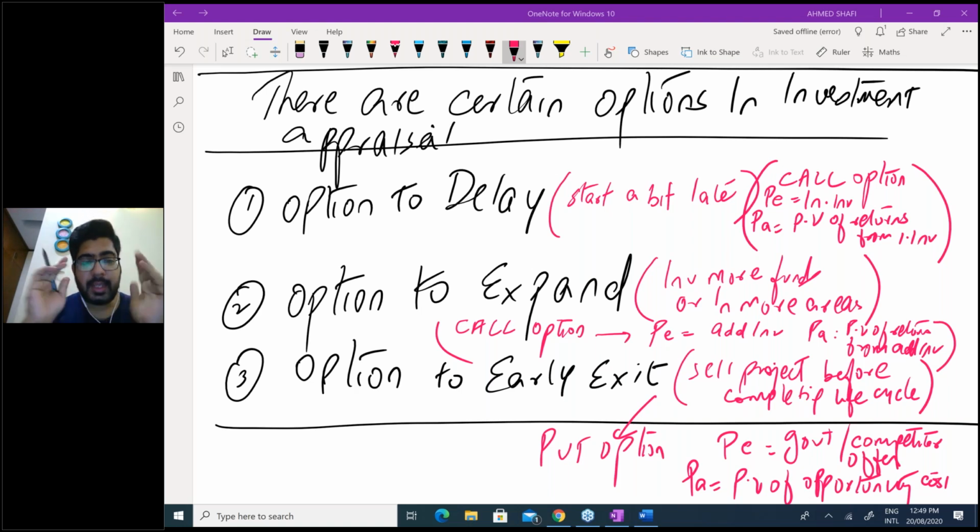The third option is option to early exit. Sell to government or competitor, because sometimes the project's life was 5 years but it became a big hit. You can sell it early. It's considered selling. Selling means put option. PE is the government offer or competitor offer, whoever is buying, and PA is the present value of opportunity cost, because once you take this option, you lose further money. It's opportunity cost.